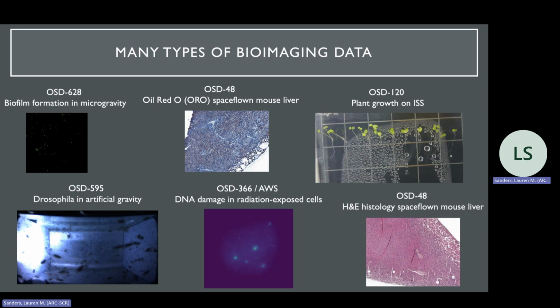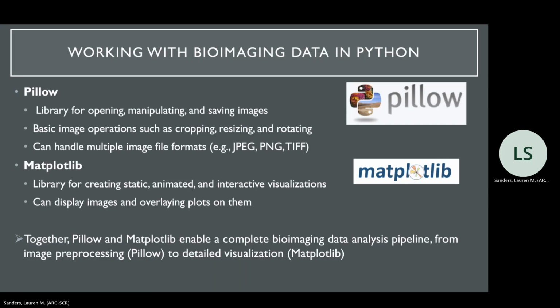So all of these different bioimaging data types can be analyzed using Python and can be used as the input to a machine learning workflow. In order to work with these types of bioimaging data in Python, there are two very commonly used and powerful Python libraries. The first one is called Pillow.